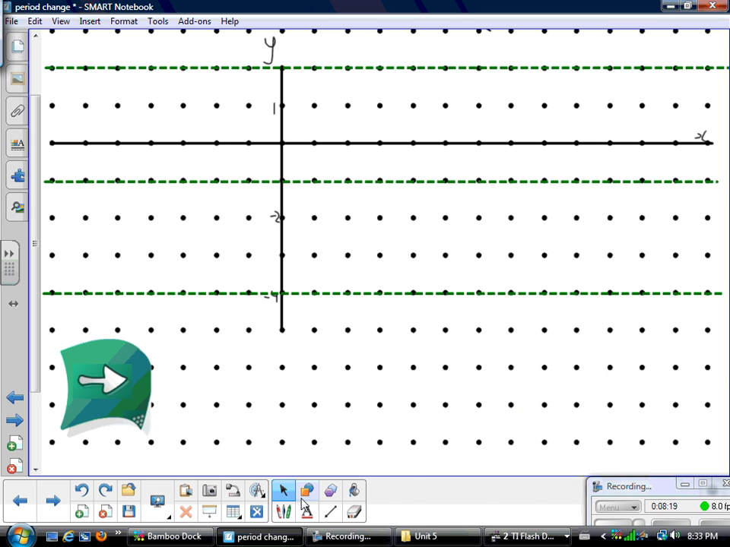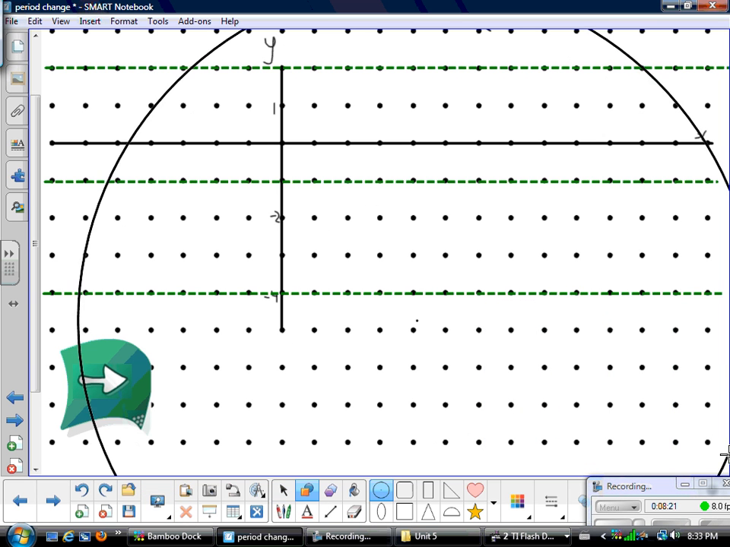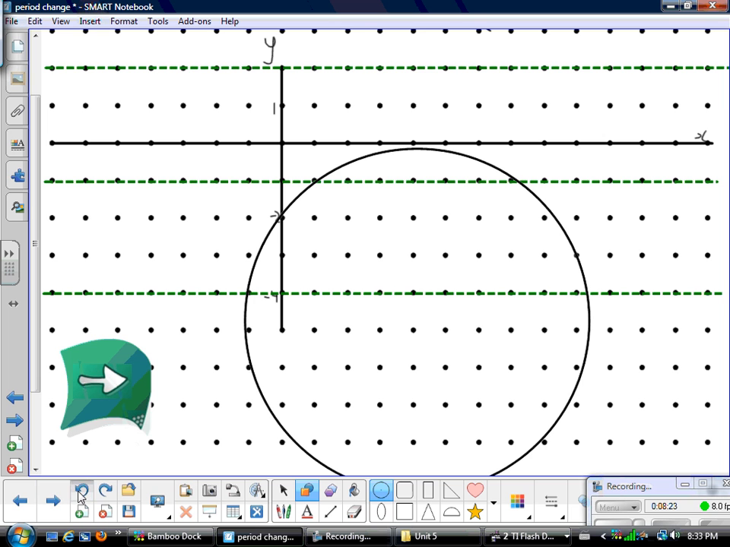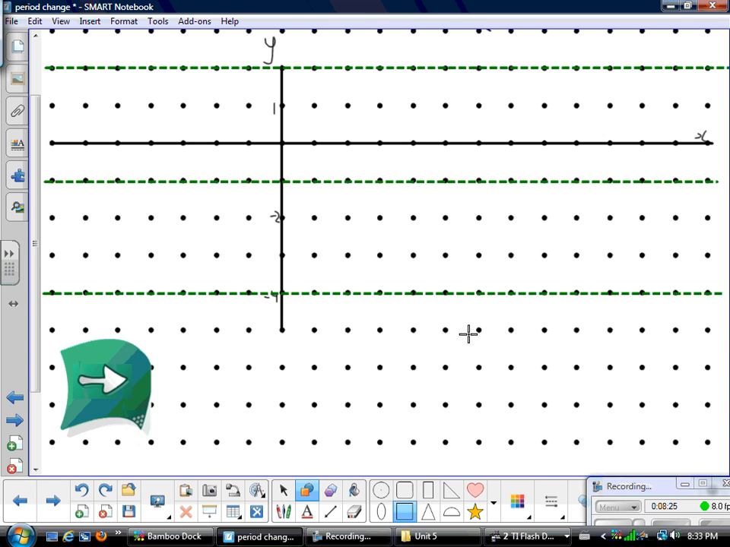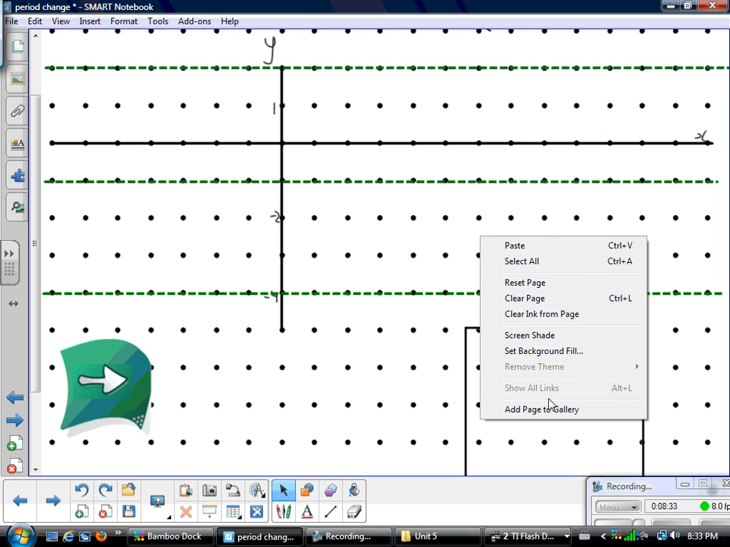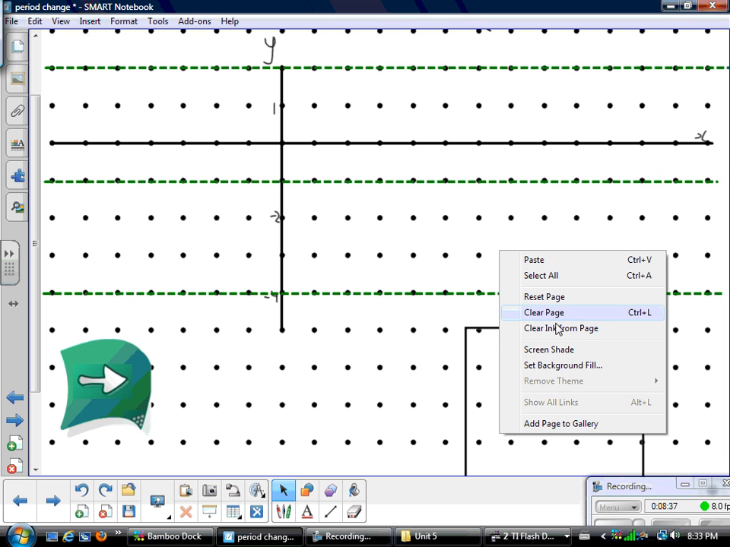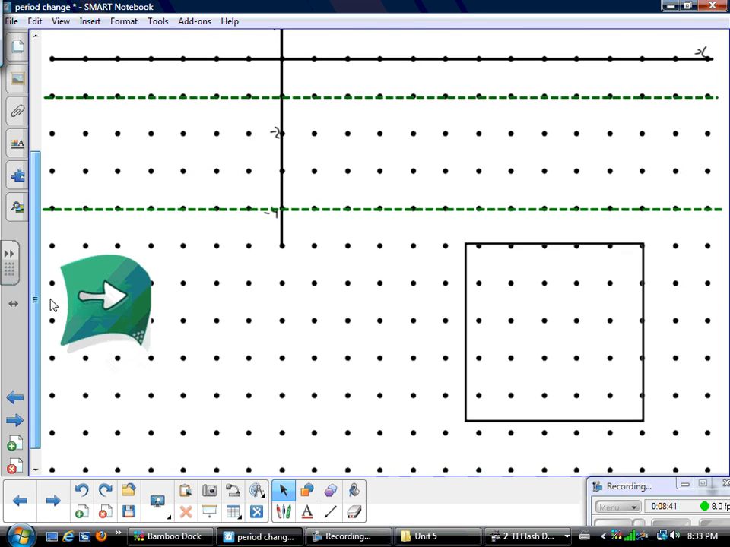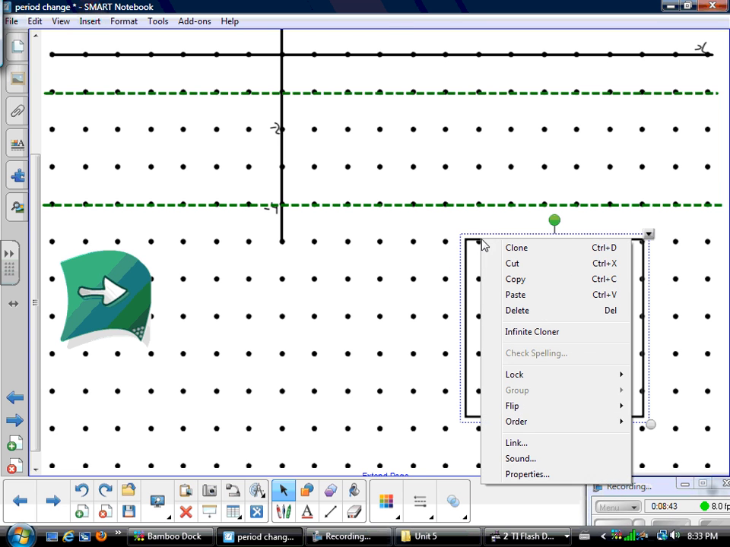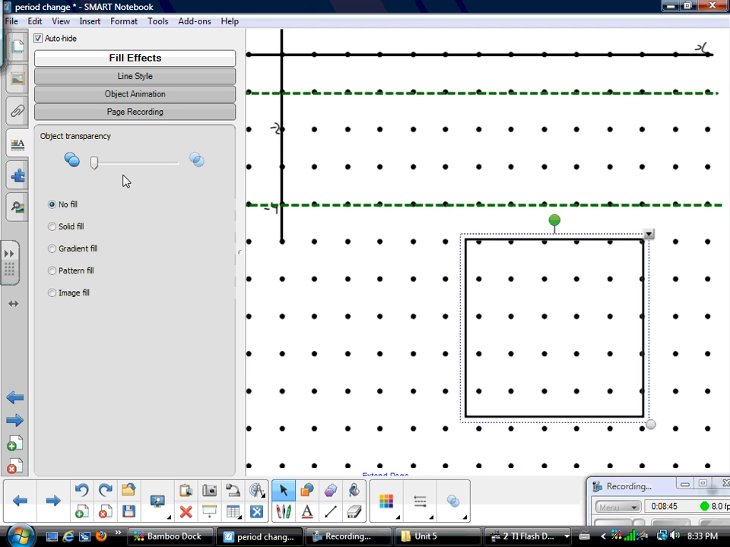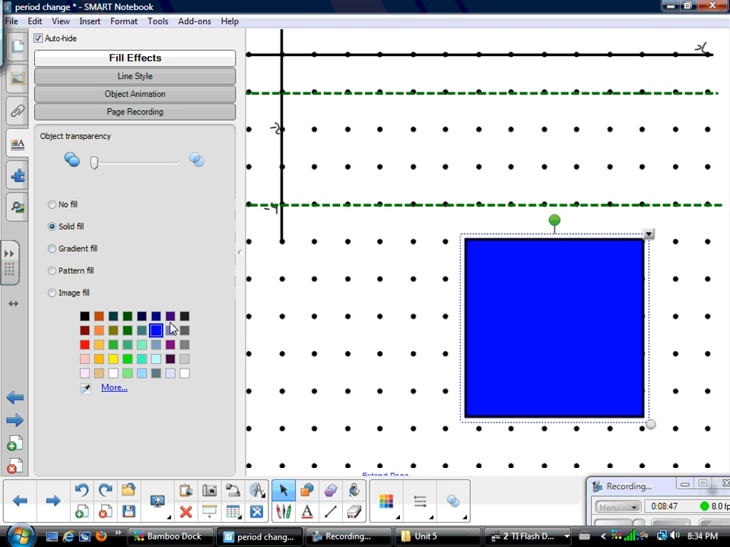And when I do that, actually I don't like this at all, so it's going to disappear. I'm going to make a rectangle, and I'm actually going to fill it in so that I have a white spot. There we go, properties. And I'm going to make it a solid fill, and we'll make it white.